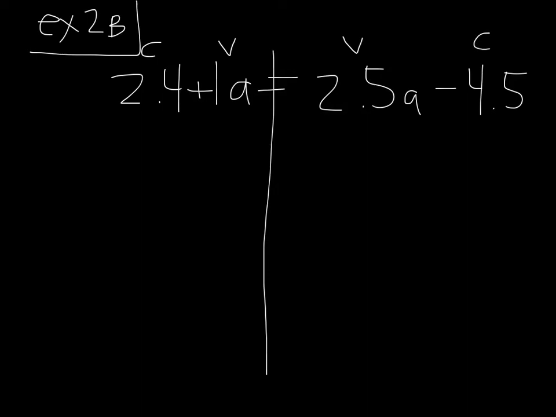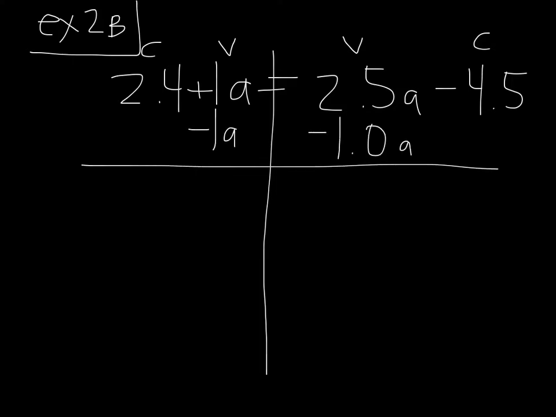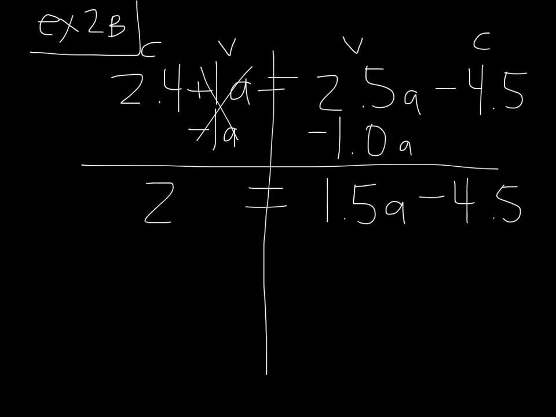So like I said before, I like to subtract these in a way that gives me a positive variable. So I know I have a 1a on this side. If I subtract 1a, that'll give me a positive variable. So 2.5 minus 1 would be 1.5a. Drop everything else down. Now since I took my variables to that side, I take my constants over here.